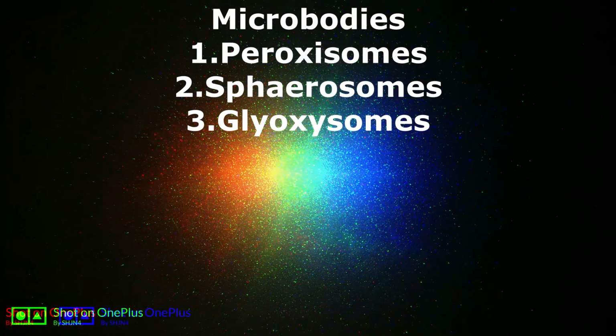Microbodies. This is the last part of the chapter. Many single membrane bound minute vesicles called microbodies that contain various enzymes are present in both plant and animal cells. They are associated with oxidation reactions other than those of respiration. They include peroxisomes, spherosomes, glyoxysomes.